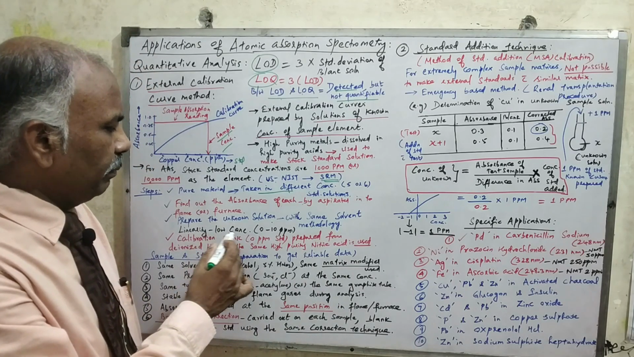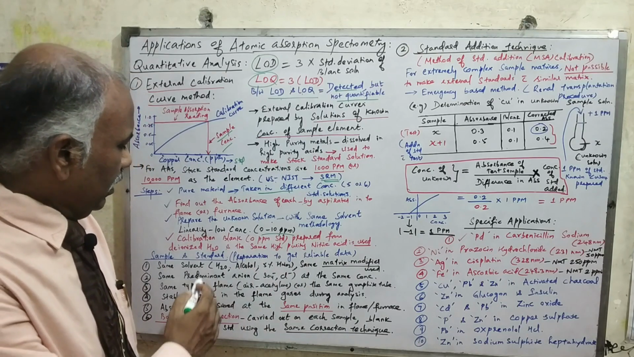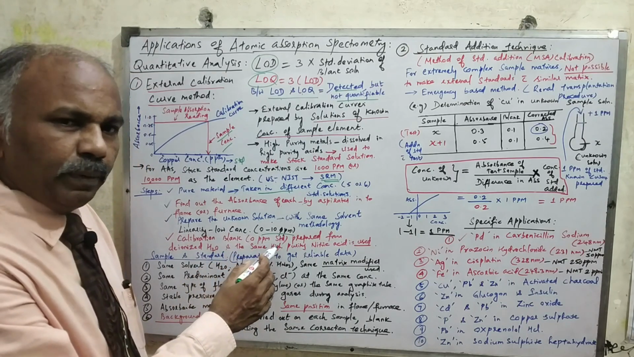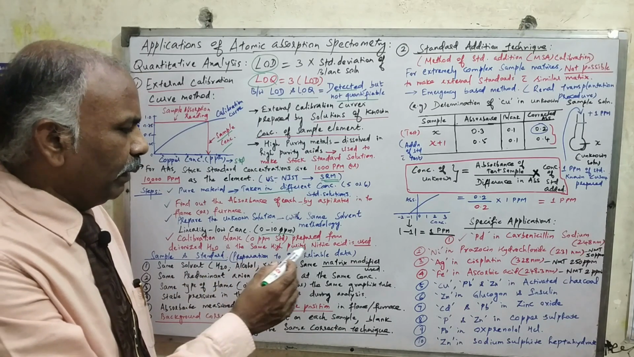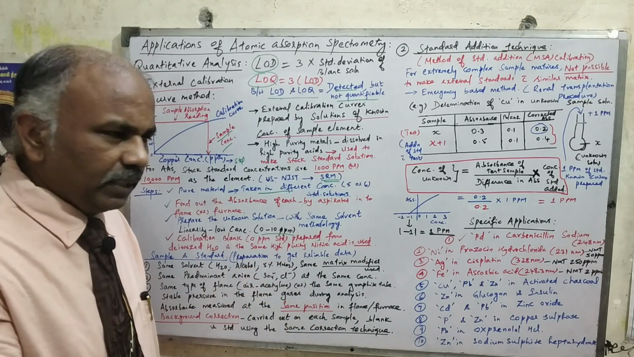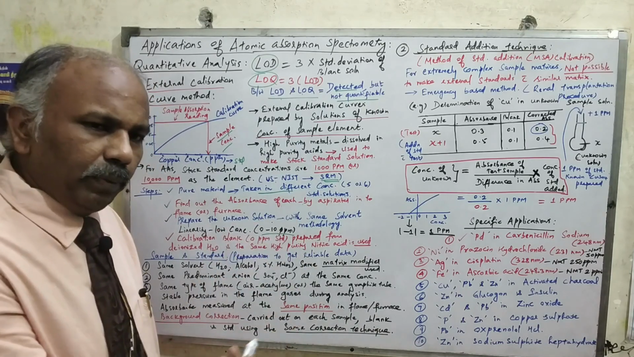The linearity will be obtained in a low concentration range, maybe from 0 to 10 ppm. And the calibration blank, the 0 ppm standard, is prepared from deionized water and the same high purity nitric acid is used, because I told you already we dissolve in high purity acids. So that is the way we are preparing.